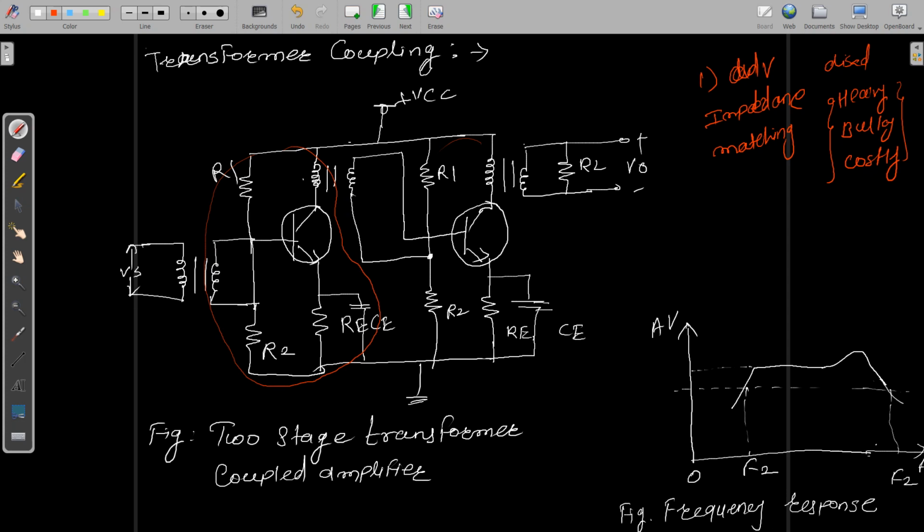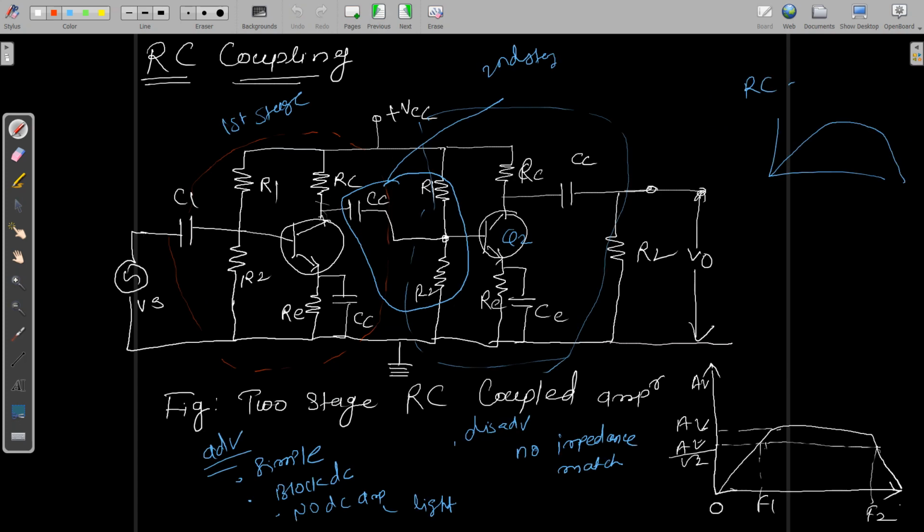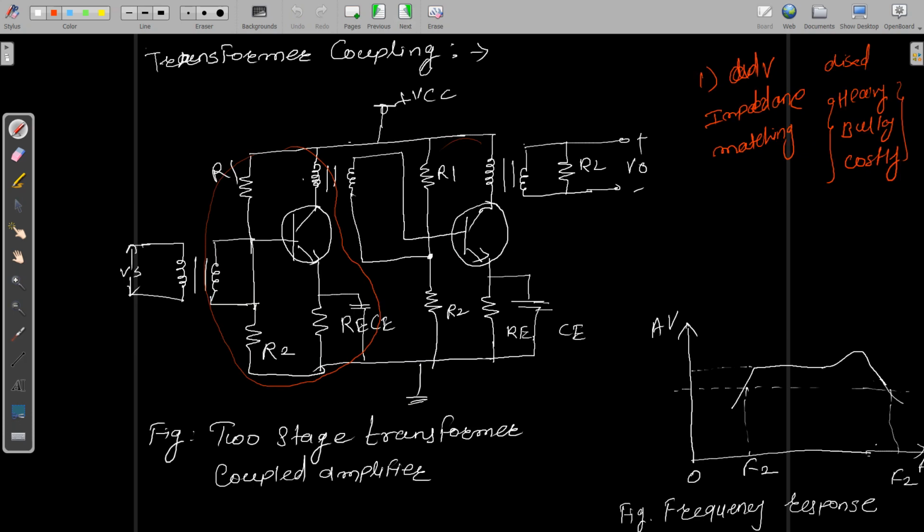And definitely this transformer coupling is not going to affect your Q point for the next stage. That means this transformer can be used to block your DC. That is, it provides DC isolation between the two stages. Just as the capacitor provided DC isolation here because it was blocking DC, the same happens here. Because of this transformer, the DC gets isolated between the two stages and the Q point of the second stage is not going to be affected.